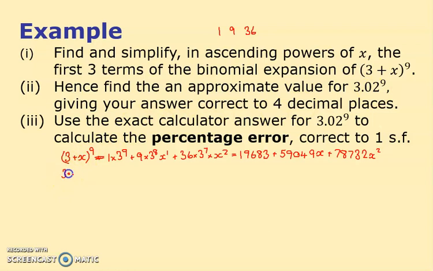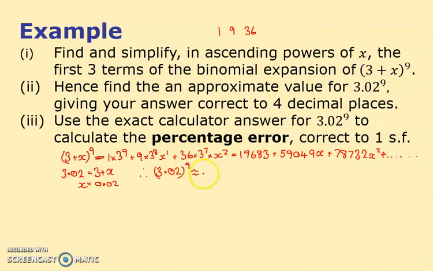So 3.02 to the 9, I've got 3 plus x to the 9. You can see 3.02 is meant to represent 3 plus x. And it doesn't take much to work out that x has to be 0.02. So therefore, we can write 3.02 to the 9 is approximately equal. And it is approximately equal because I haven't written out all the terms. This actually carried on forever. Not forever, but certainly more than 3 terms.